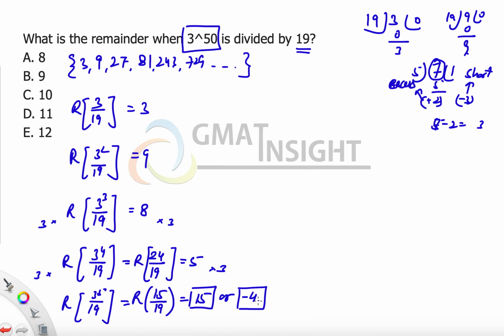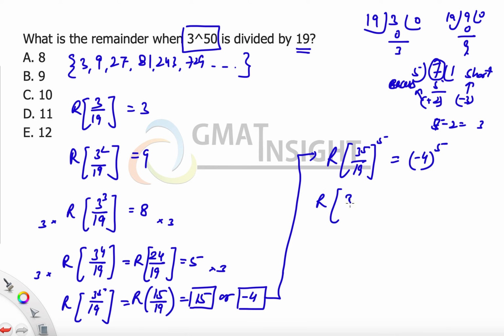So what we can do is maybe go in sequence. The sequence is, we can simply take power 5 on both sides. So what happens by taking power 5 on both sides? On the left hand side, we have 3 to the power 5, raised to the power 5, divided by 19. And on the right hand side, we have minus 4 raised to the power 5. That means the remainder when 3 to the power 25 is divided by 19 can be calculated by dividing minus 1024 by 19.